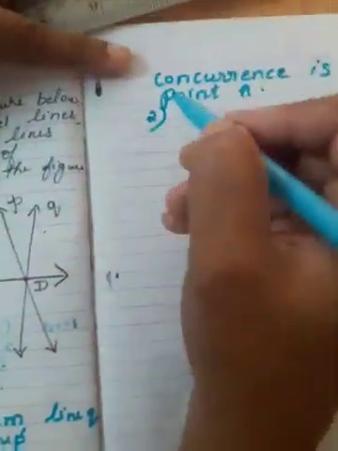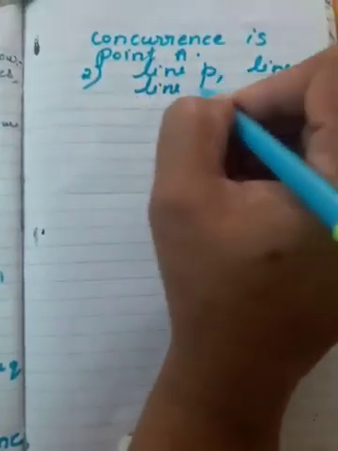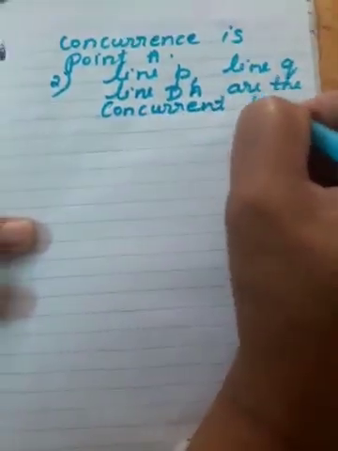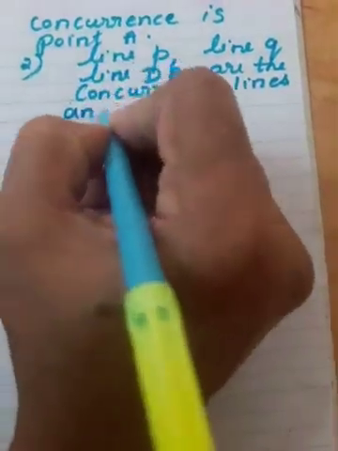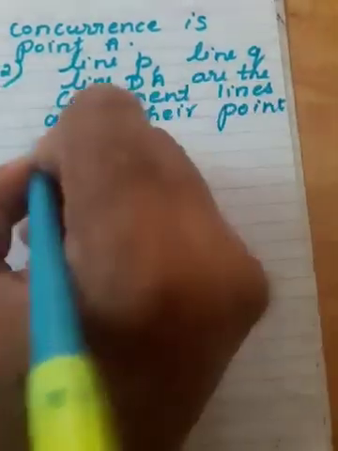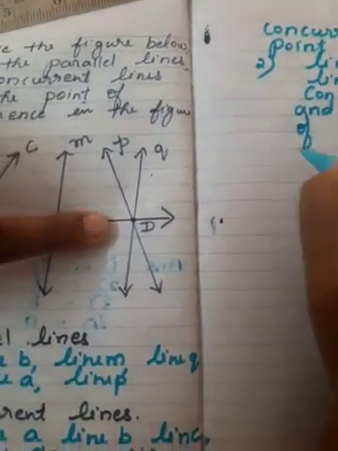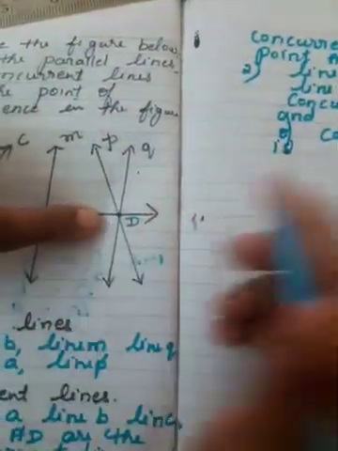Okay, so second set of concurrent lines are line P, line Q and line DA are the concurrent lines and their point of concurrence is point D.